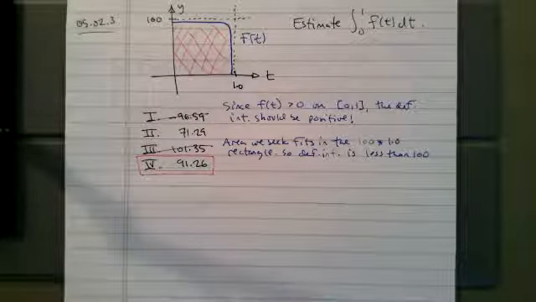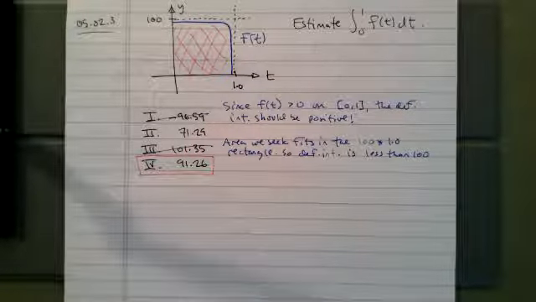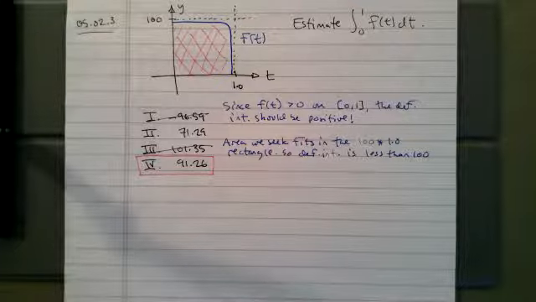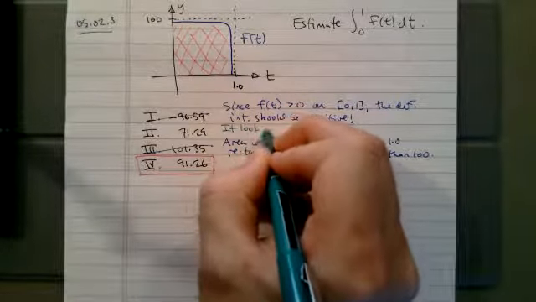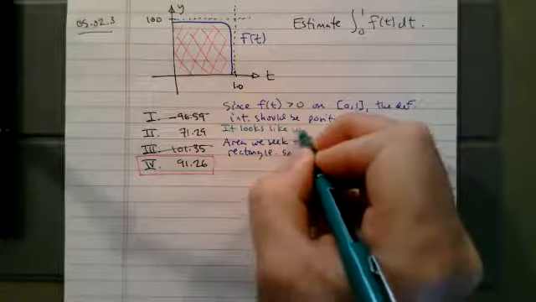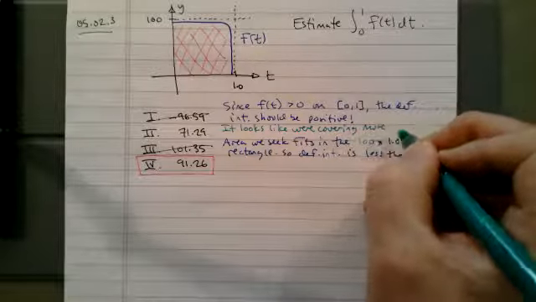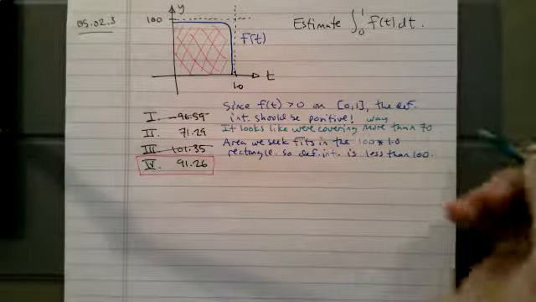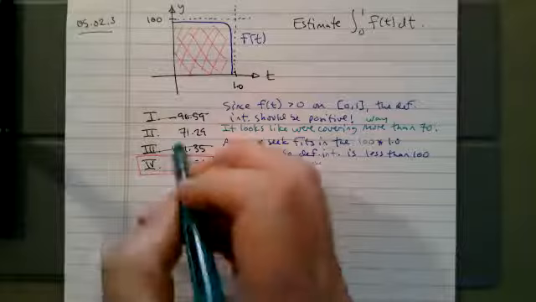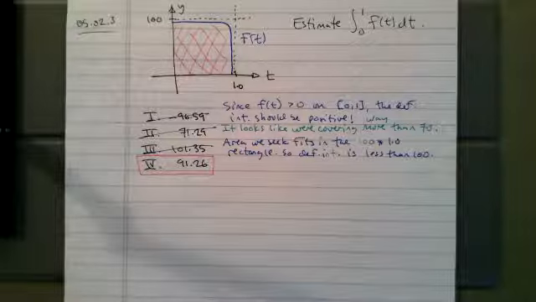If we were only covering 71.29, that would mean we're only covering 70% of the area, and it looks like we're covering more than that. So now we're just saying it looks like we're covering way more than 70. So now we're making a judgment call, and 91.26 is the answer.